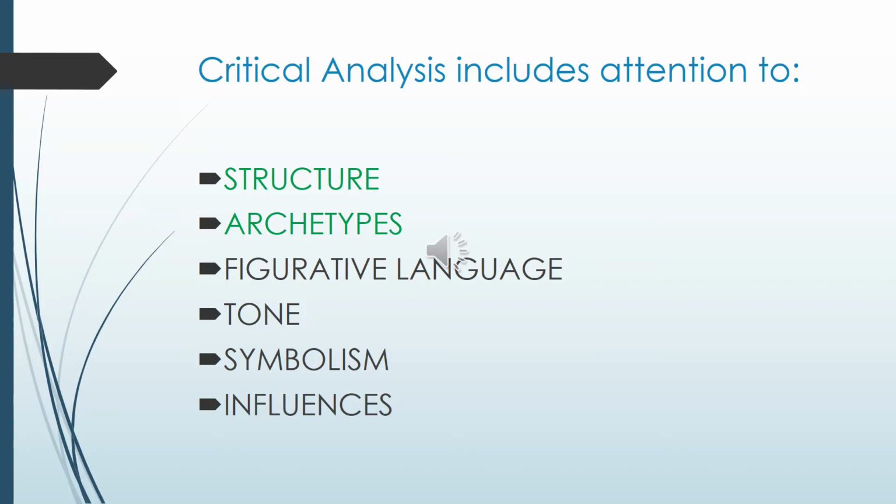So in critical analysis, two things that we've already talked about that can be analyzed in a piece of literature are its structure and archetypes included in that story. Now let's take a look at figurative language and how we can use that to help us critically analyze literature.